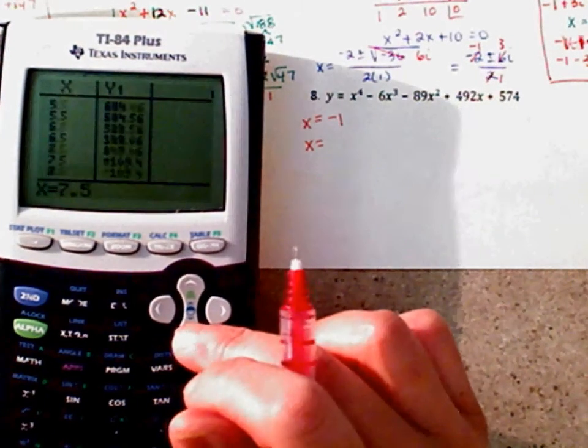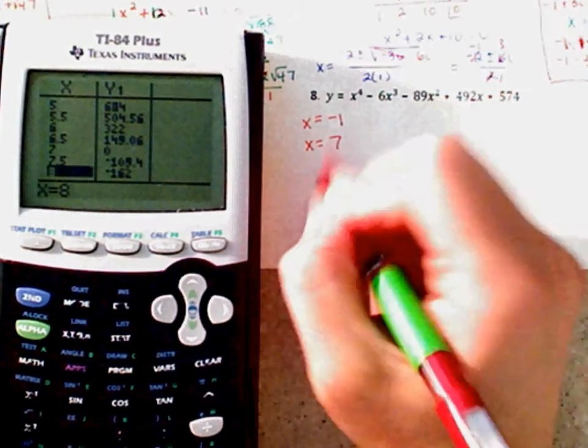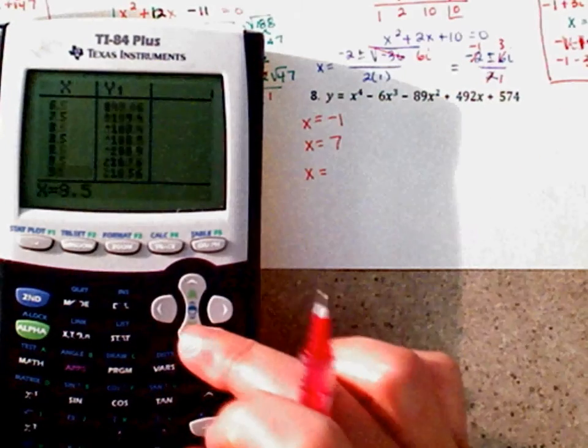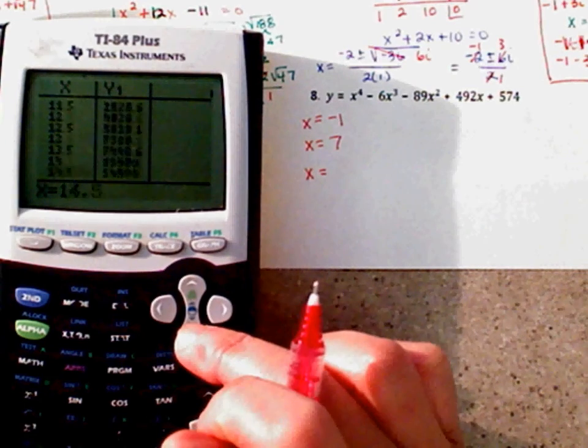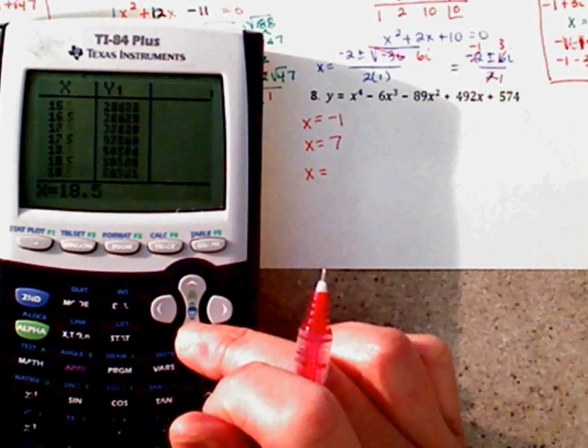All right, there's another one. 7, okay? Let me see. I should have 4. You have another one? I sure don't. So I'm going to have to do synthetic division. Okay, so here we go.